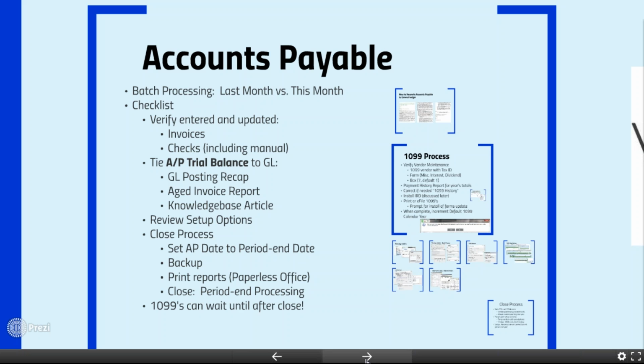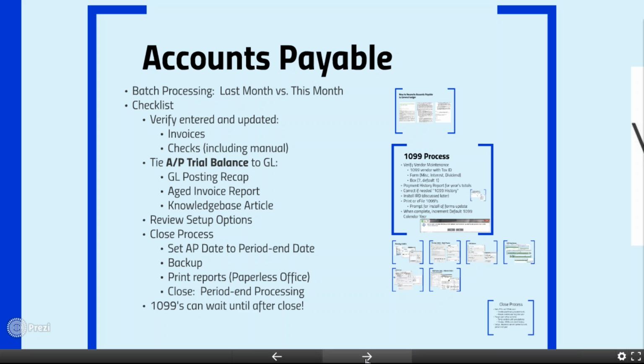So when you draw the line and decide that you've got all the invoices you're going to collect, or you've accrued for any big invoices that you have not received, you're ready to begin closing your accounts payable. Make sure that all your transactions have been entered and updated, including invoices, checks, and manual checks. Like accounts receivable, you'll want to use the accounts payable trial balance to tie the accounts payable to the general ledger. You can use the posting recap and the aged invoice report as supporting documents, being aware that the aged invoice report is as of right now. Some people like to print that off right at the end of the month.